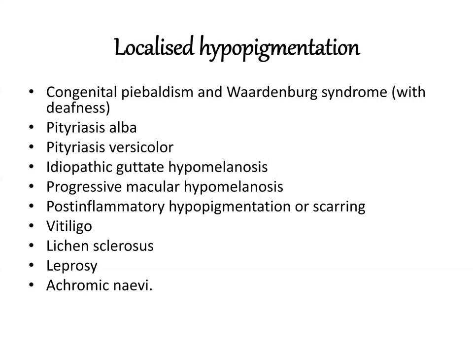So these conditions like Waardenburg syndrome, with deafness, will have depigmented patches congenitally, by birth. Then there are achromic nevi, where there is less pigmentation. That is again a genetic difference. So you have the normal genes required for normal pigmentation.